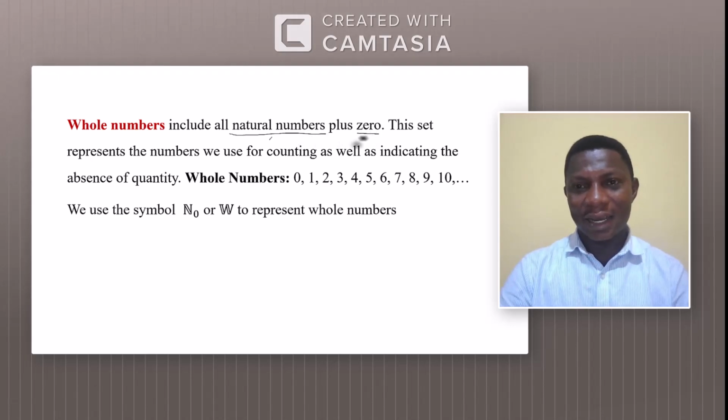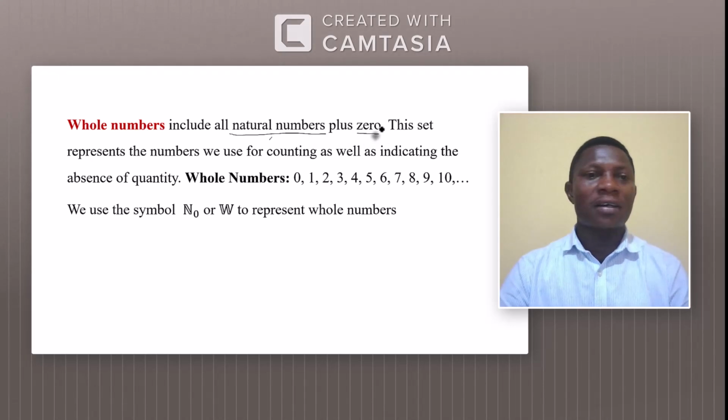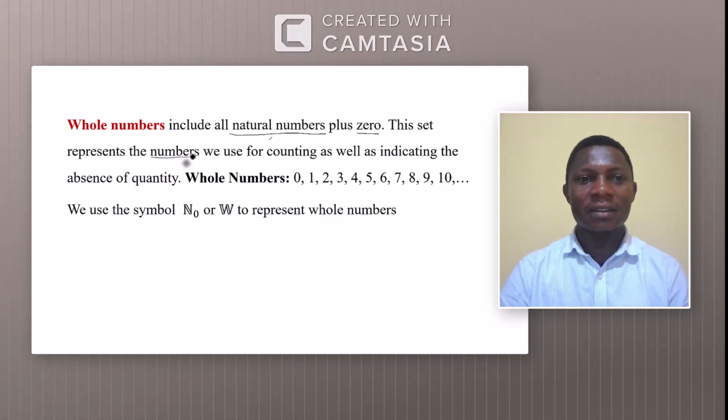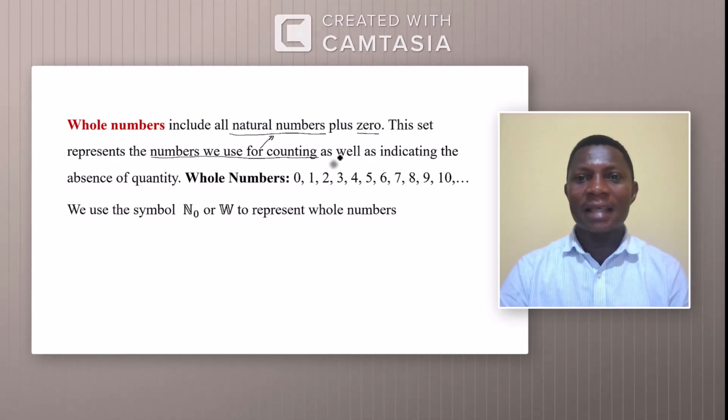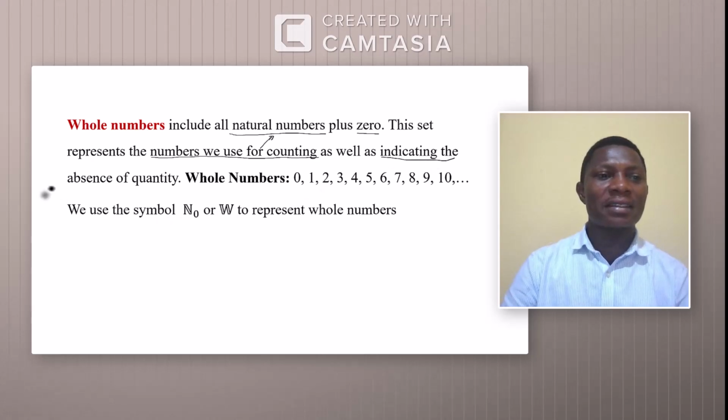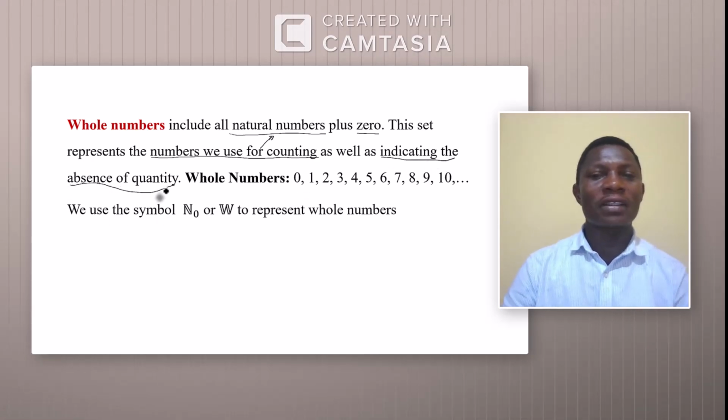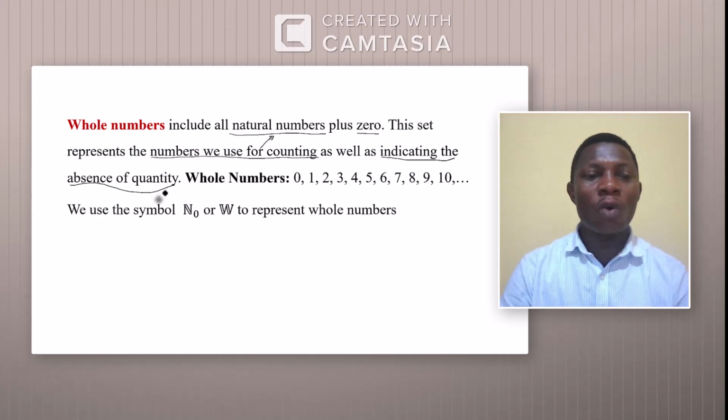Now let's look at the next line after this sentence. This set represents numbers we use for counting. Numbers we use for counting, let me underline this. Numbers we use for counting are what? Natural numbers. As well as indicating the absence of quantity. The absence of any quantity is zero.